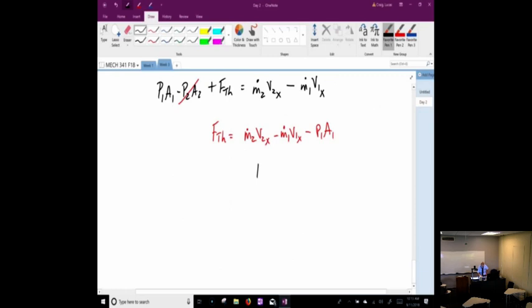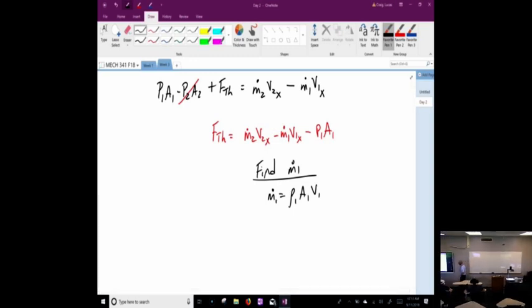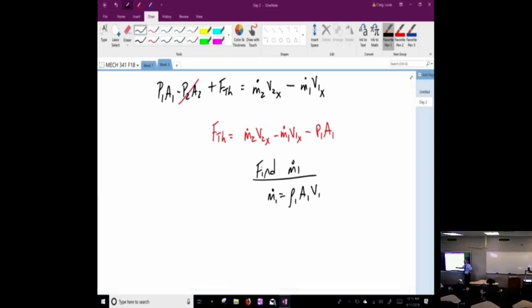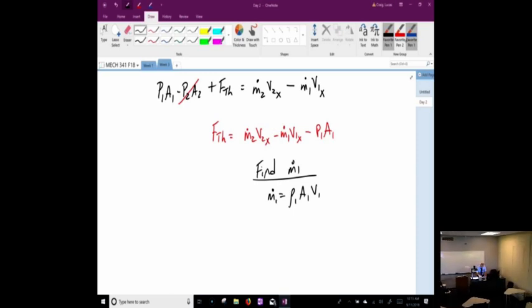So you're going to say find m dot 1, right? Which is rho 1, A1, and V1. Yeah, we can find that one. How do we find the density? Well, if it has the right pressure and temperature, you could use the ideal gas law. Yes. So I'm going to make another heading, find rho 1, and you're going to use the ideal gas law.